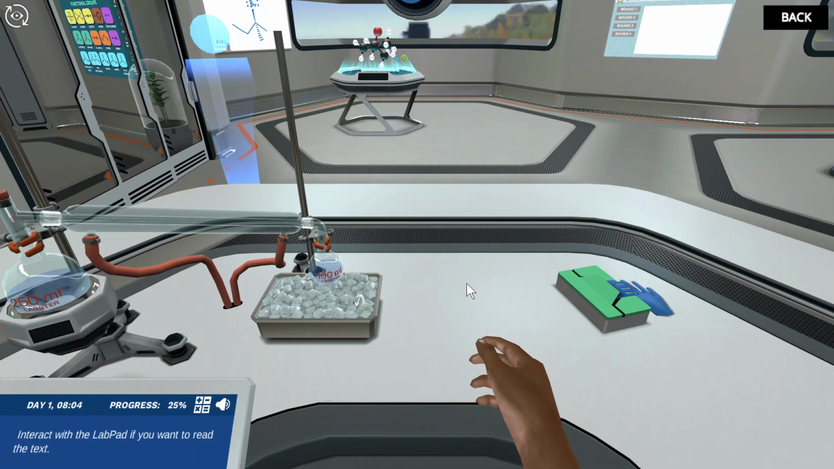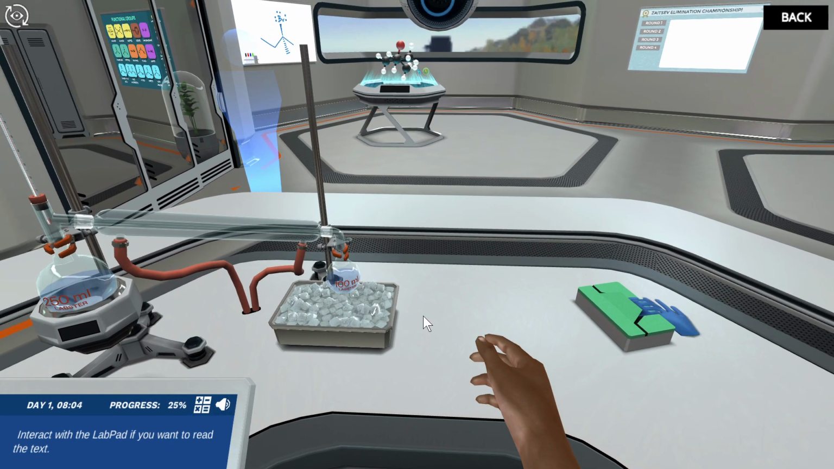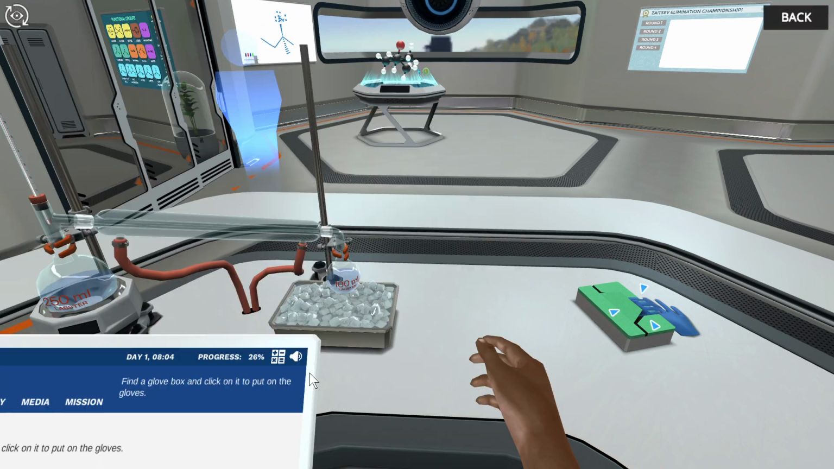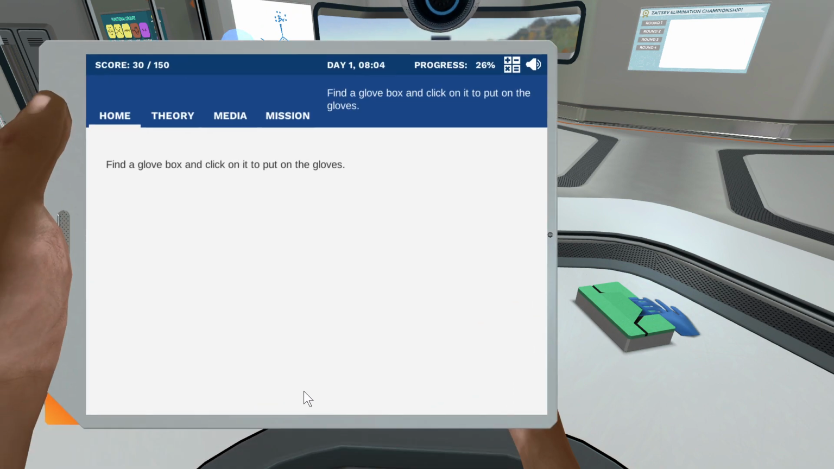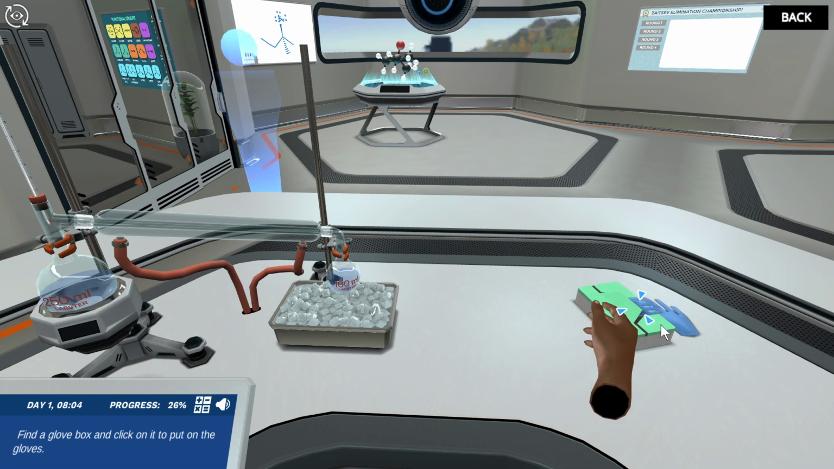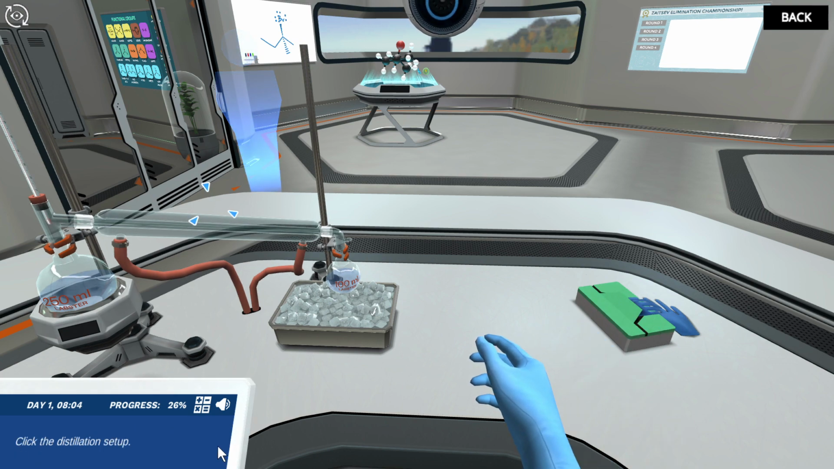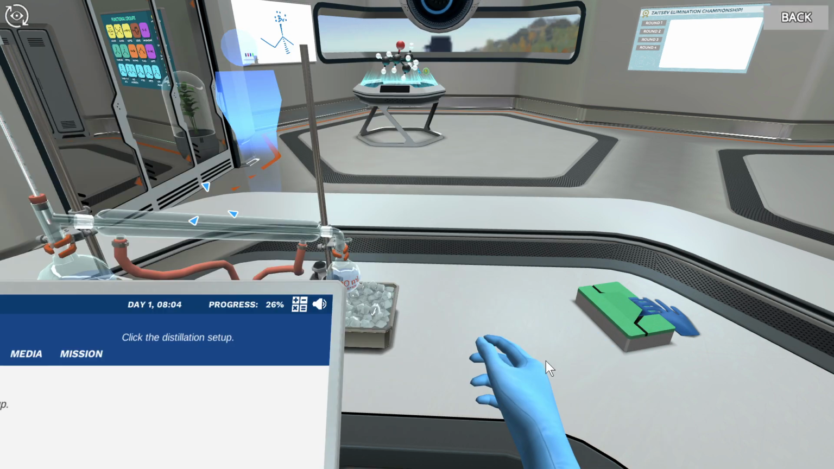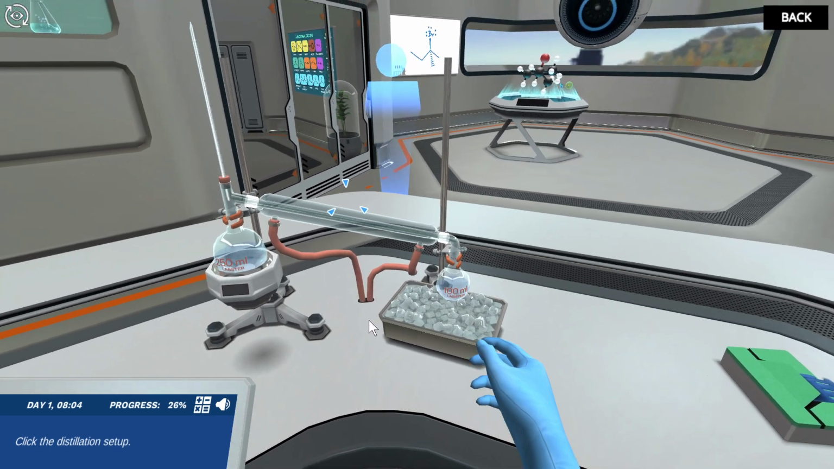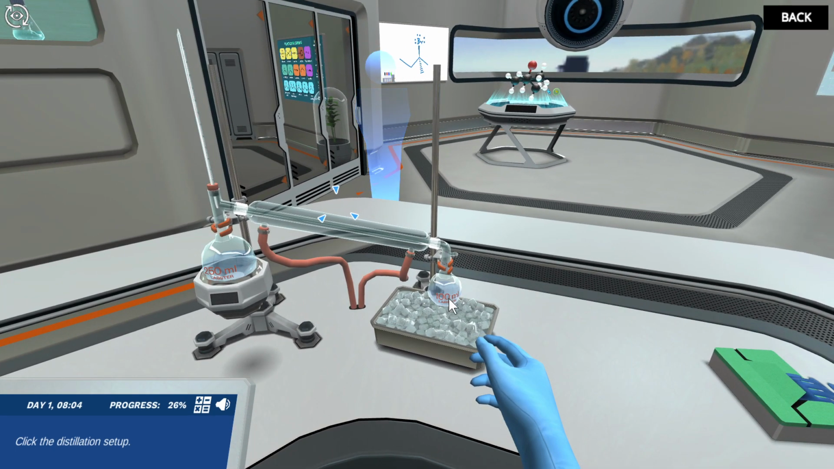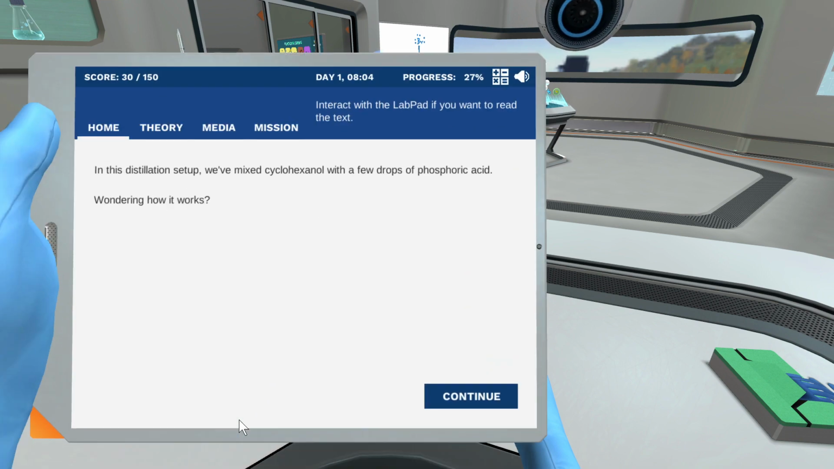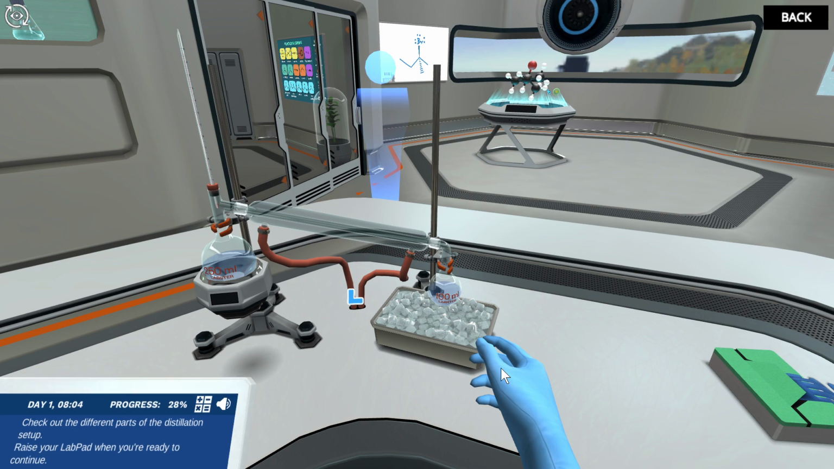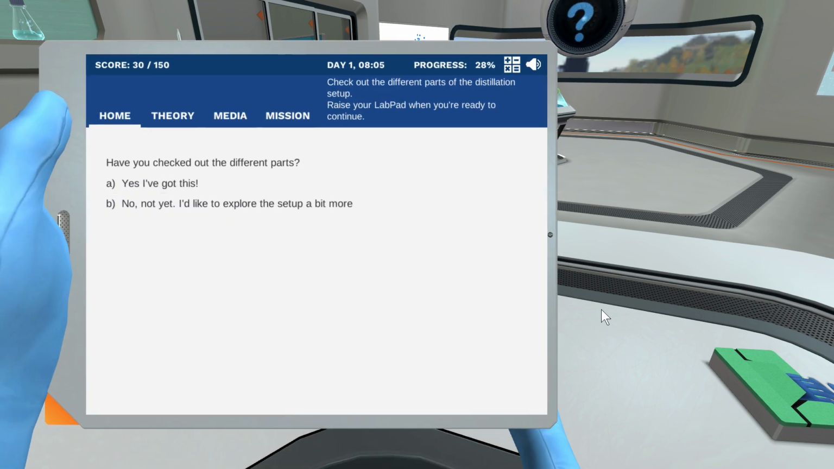Before interacting with the lab equipment, you should put on some gloves. Find a glove box and click on it to put on the gloves. Click the distillation setup. In this distillation setup, we've mixed cyclohexanol with a few drops of phosphoric acid. Check out the different parts of the distillation setup. Raise your lab pad when you're ready to continue. Have you checked out the different parts?